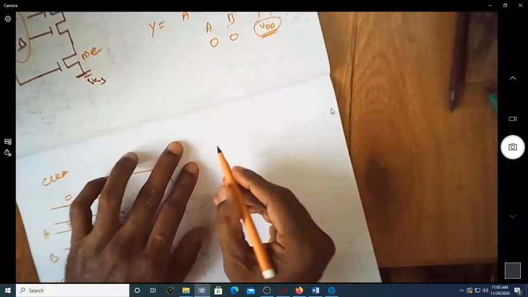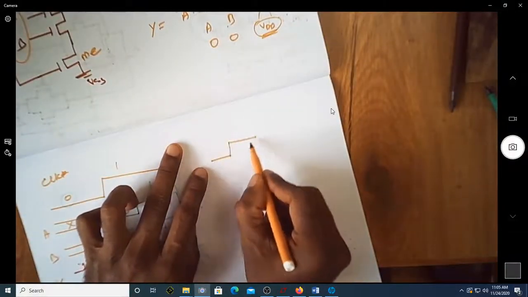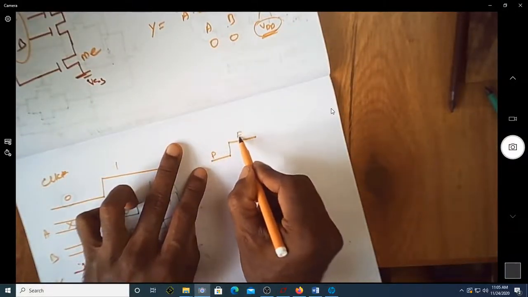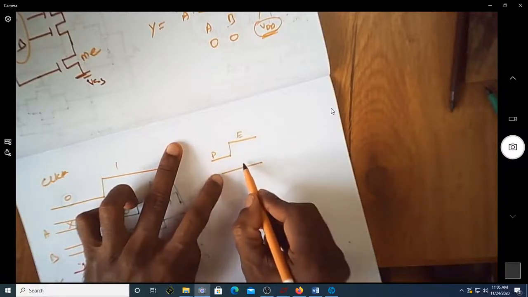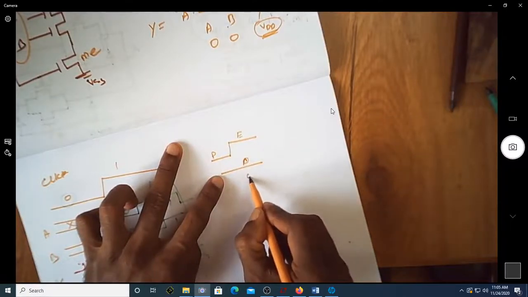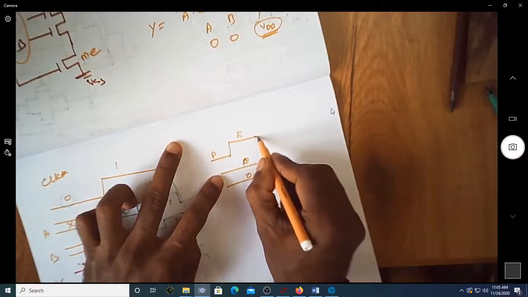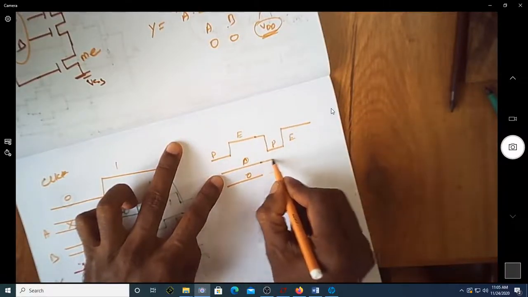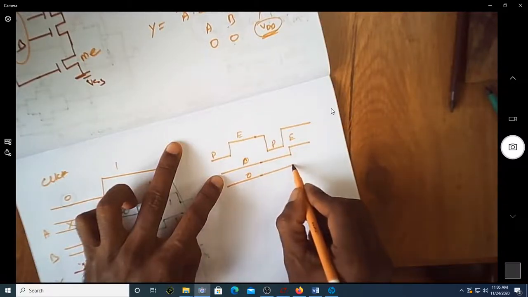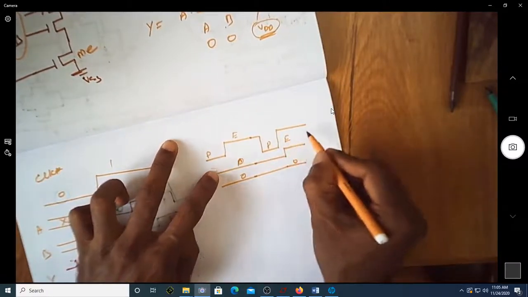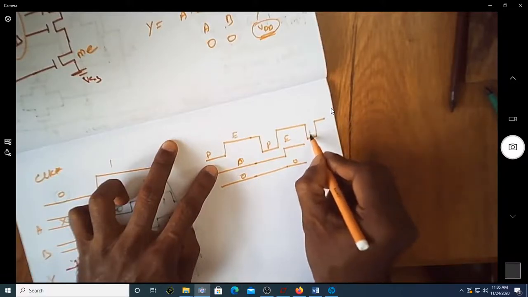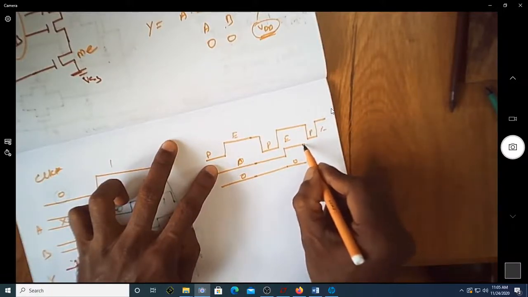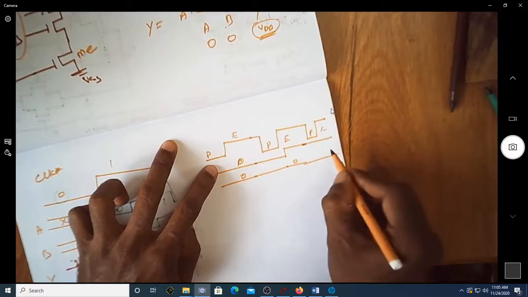So what I mean to say is, first you have a pre-charge evaluation. Give A as 0 0. Then you do one more pre-charge, one more evaluation. Make this as 1, make this as 0. Then you again pre-charge evaluation, and we can make it as 1 1.